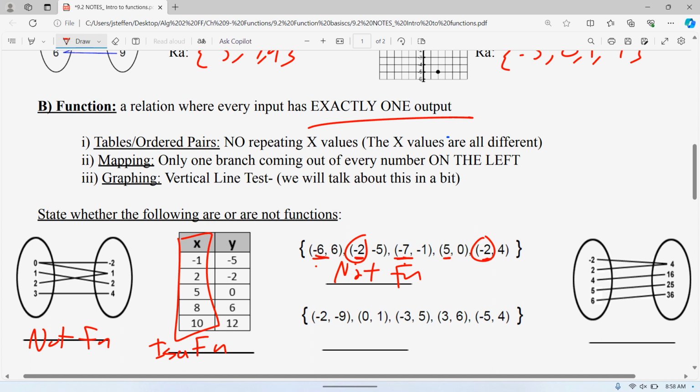And the next one, again, you're only focusing on these x values. -2, 0, -3, 3, -5. They're all input repeats, so that one is a function.